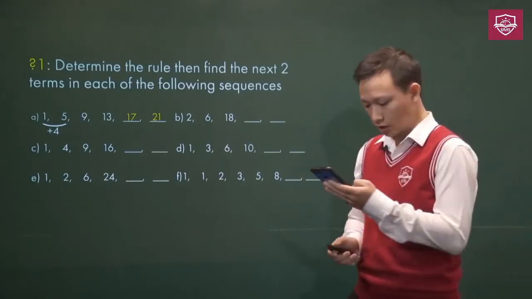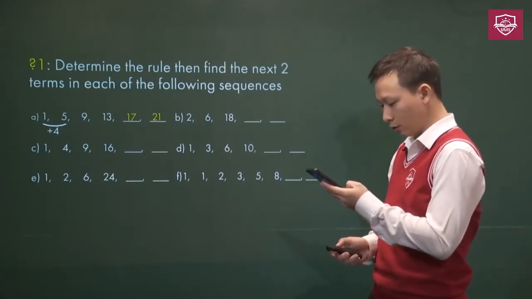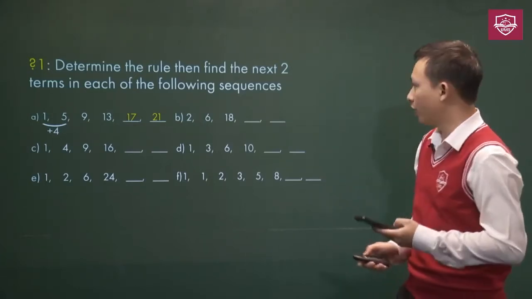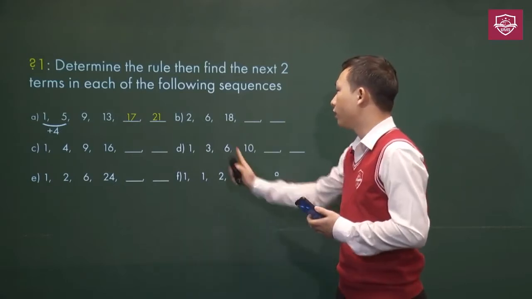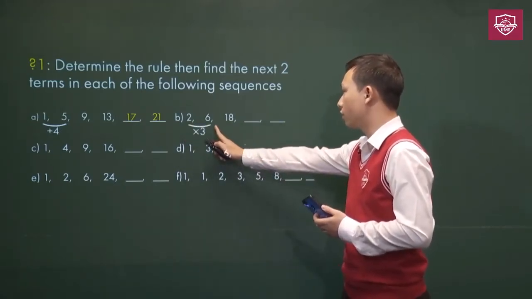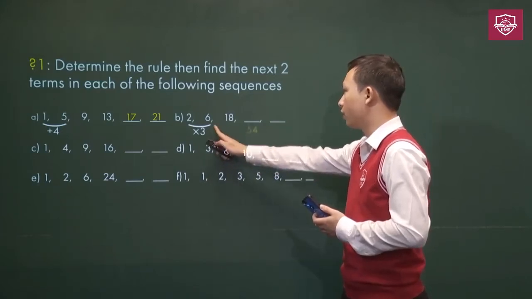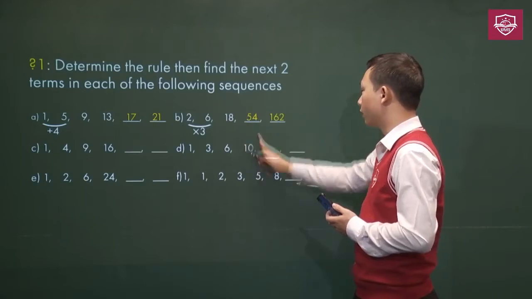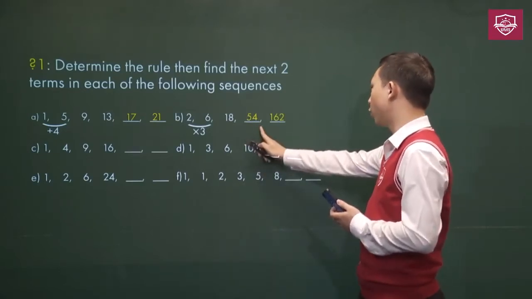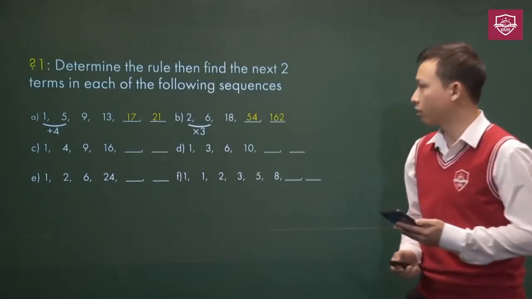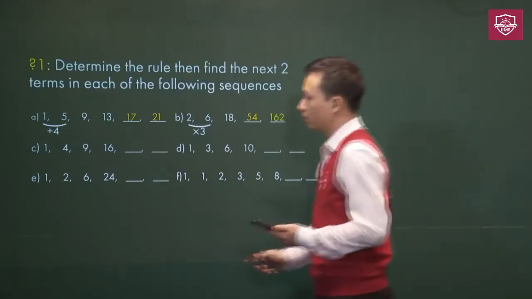Yeah, Minh Hiếu has given the answer: 54 and then 162. That's the correct answer. The rule here is that we multiply by 3 to each term to get the next term. 18 multiplied by 3 is 54, and then 54 times 3 equals 162. That's the correct answer. And now question C.